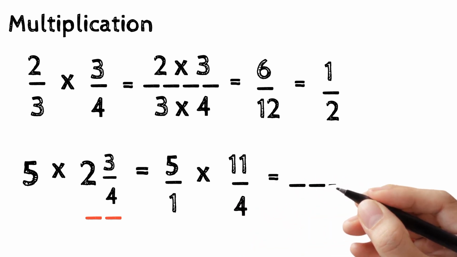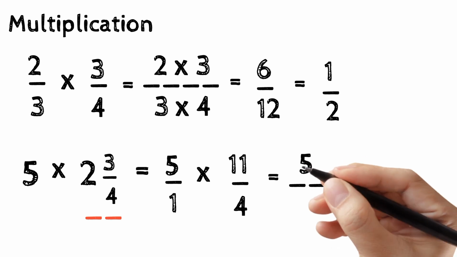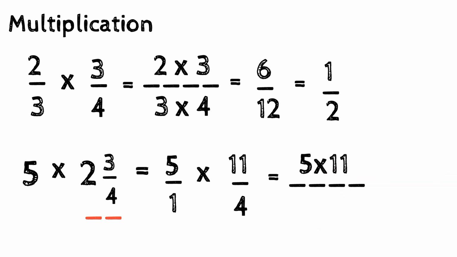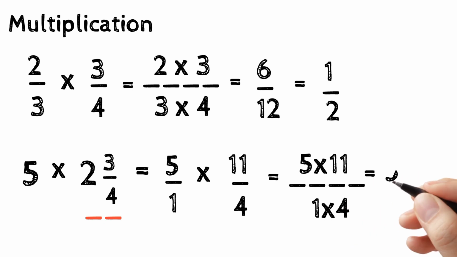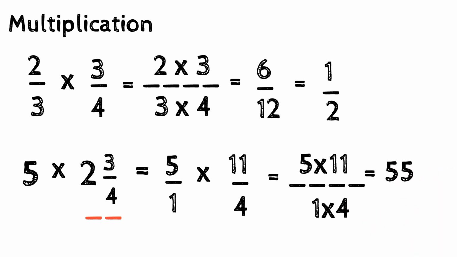So numerators by numerators and then denominators by denominators. So 5 times 11 divided by 1 times 4. This is equal to 55 over 4.